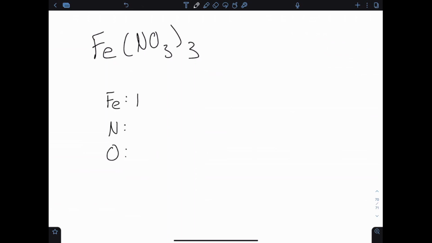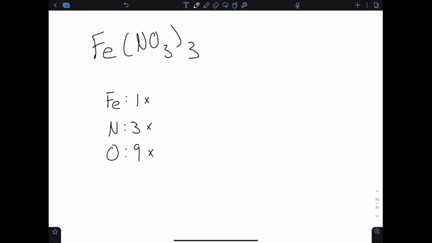Yeah, 3 nitrogens, because everything inside the parentheses is being multiplied by this 3 on the outside of the parentheses. So then how many oxygens do we have? Yeah, so 9. Okay, so now we'll go and find the atomic masses for these on the periodic table.